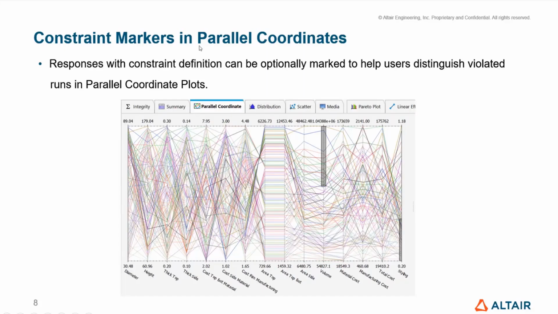Okay, constraint markers in parallel coordinates. So we introduced an optional visual tool in parallel coordinates for responses with constraint definition. We mark it in a way that when you look at the swim lanes, it's going to help enhance the post-processing experience, and you'll see the territory of violation, and you can easily differentiate the violated runs from the feasible runs.